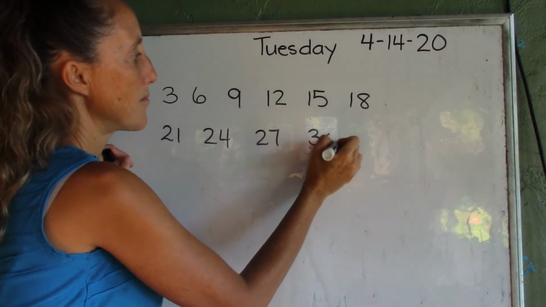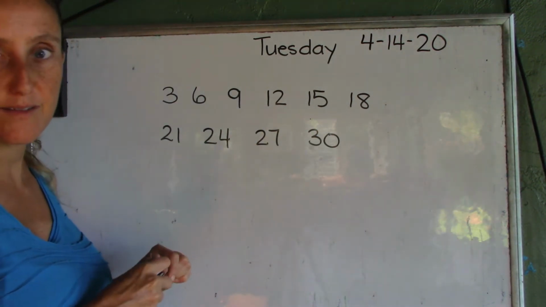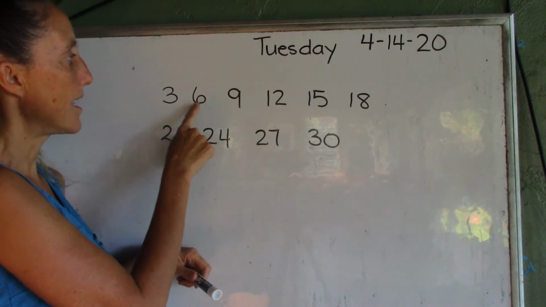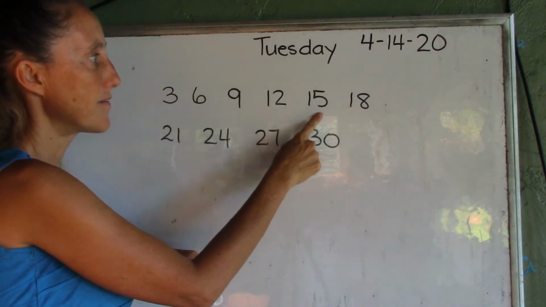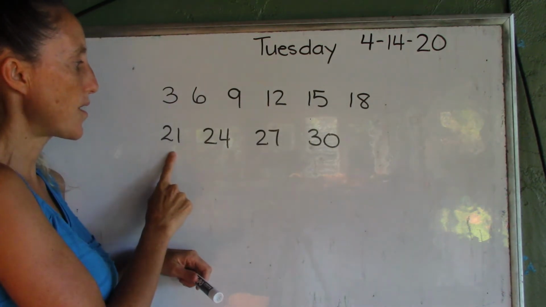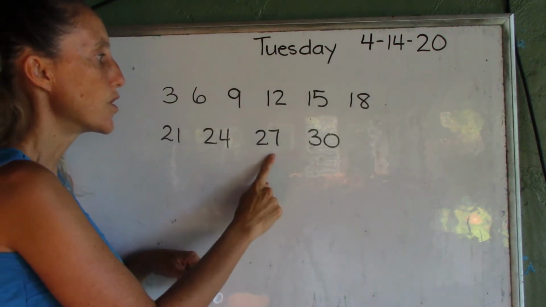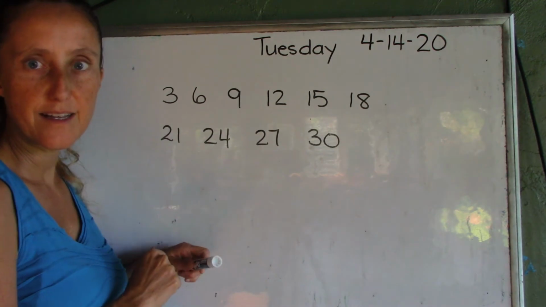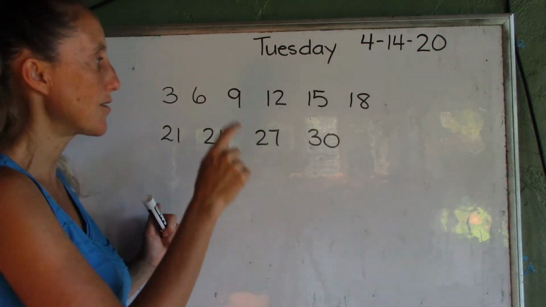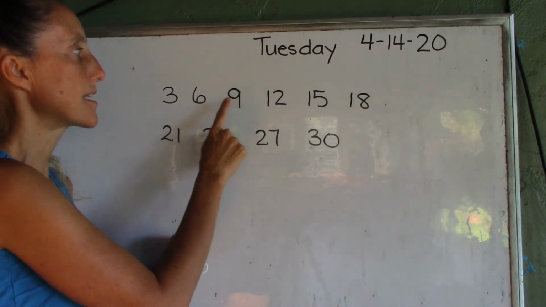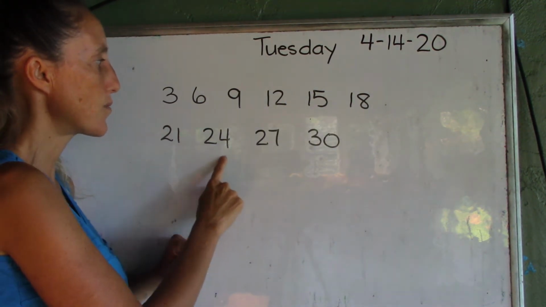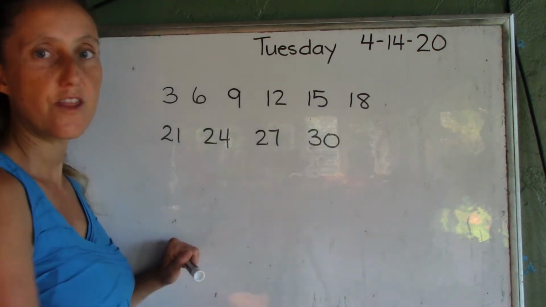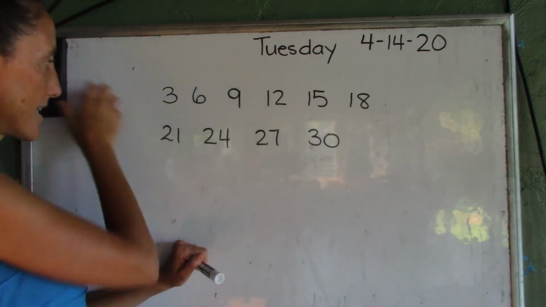So let's count by 3s. Are you ready? Here we go. 3, 6, 9, 12, 15, 18, 21, 24, 27, 30. Let's count a little faster. Ready? Let's do it again. 3, 6, 9, 12, 15, 18, 21, 24, 27, 30. Excellent.